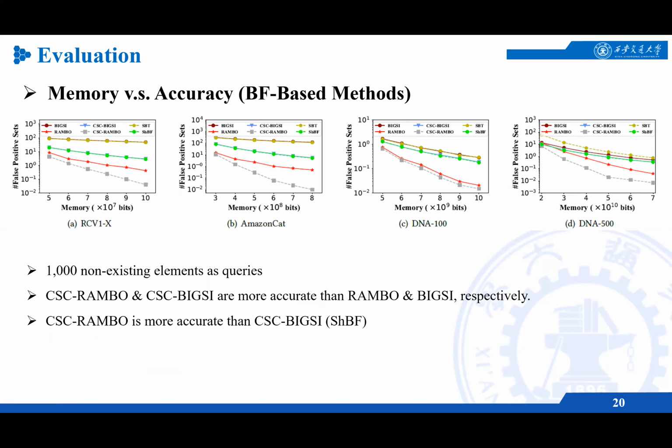For Bloom filter-based methods, we first evaluate the influence of memory budget. We generate 1,000 non-existing elements as queries and observe that the CSC Rainbow and CSC Big Sign are more accurate than Rainbow and Big Sign respectively. And CSC Rainbow is more accurate than CSC Big Sign due to the repeating and merging technique.